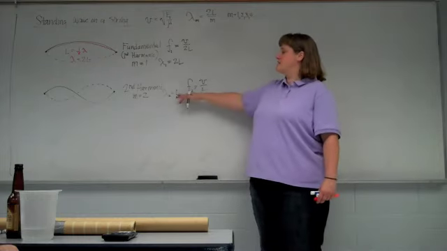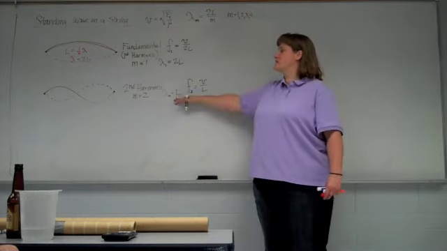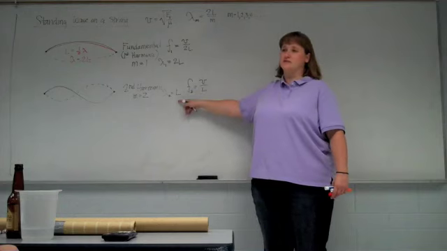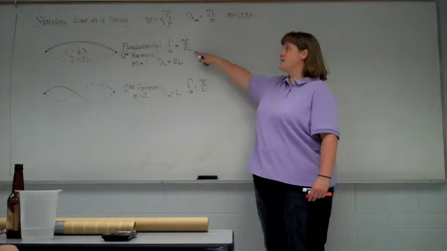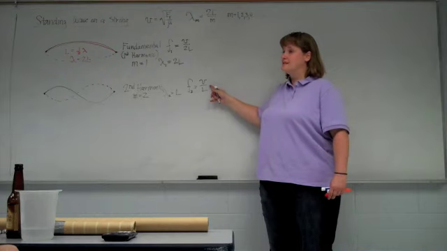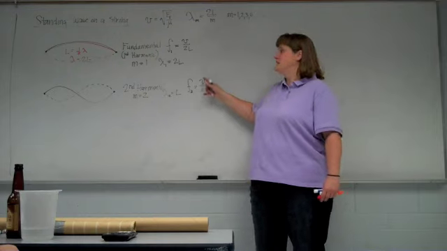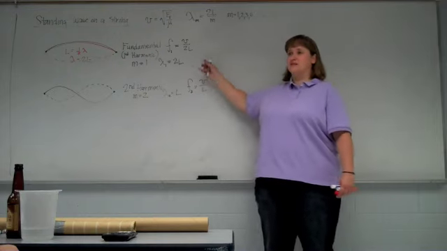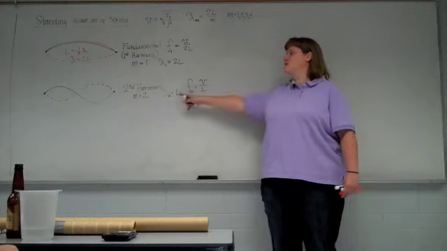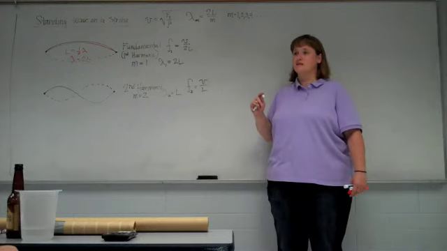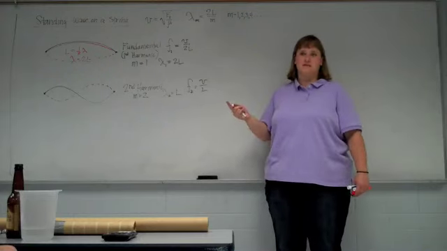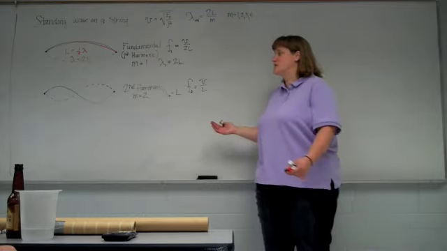Notice going from the fundamental to the second harmonic, the wavelength was cut in half. Which means the frequency, how much did the frequency change by? It doubled, exactly right. As the wavelength cuts in half, the frequency will double, so that when you multiply wavelength by frequency, you get the same speed. Because we haven't changed the tension in our string.